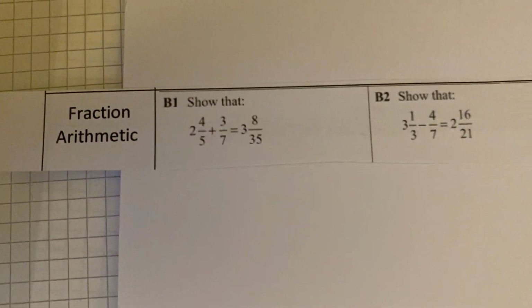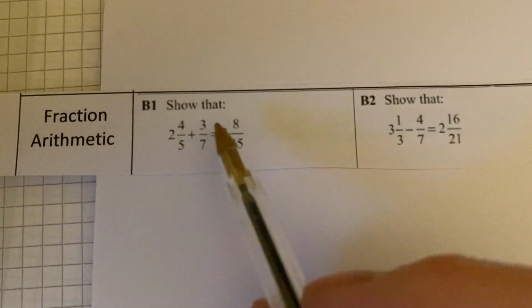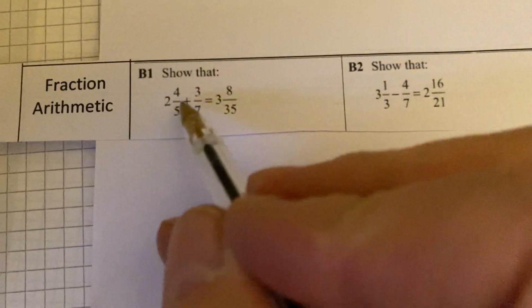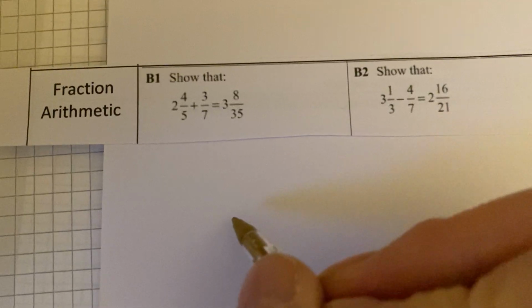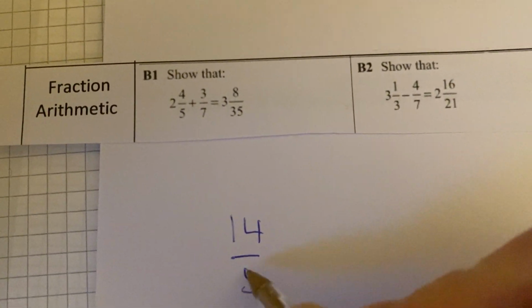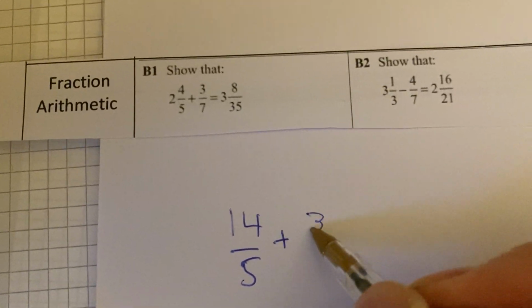Okay, so these questions, let's go through them quickly. Show that this fraction gets to that. Well, what we've got to clearly do is convert that from a mixed fraction to a top-heavy fraction. So we know 2 5s are 10 plus 4 is 14, so that's 14 over 5 plus 3 over 7.